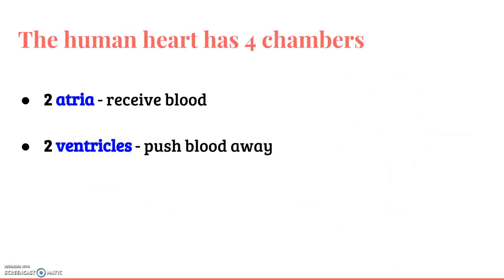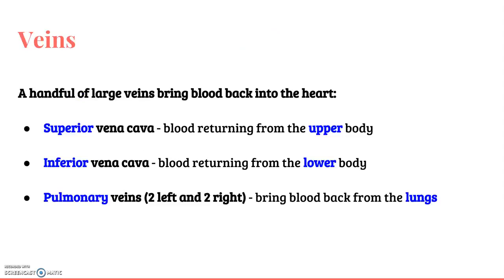Your human heart has 4 chambers. There's 2 atria, and those are the parts of the heart that receive blood. And you have 2 ventricles, and those are the parts of your heart that push blood away. And when you watch those videos from Khan, you'll see that more clearly, and you can also read about that in the book.